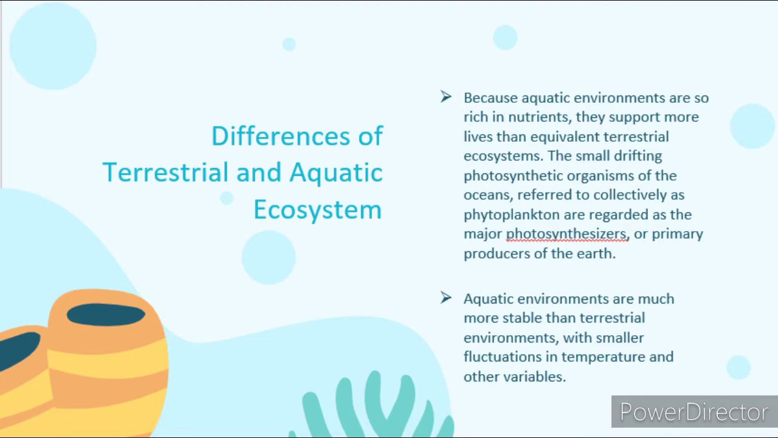First, because aquatic environments are so rich in nutrients, they support more lives than equivalent terrestrial ecosystems. The small drifting photosynthetic organisms of the oceans, referred to collectively as phytoplankton, are regarded as the major photosynthesizers or primary producers of the earth. So, phytoplankton are mostly microscopic, single-celled photosynthetic organisms that live suspended in water. Like land plants, they take up carbon dioxide, make carbohydrates using light energy, and release oxygen. They sit at the bottom of the food chain because they are the primary producer in aquatic ecosystem.